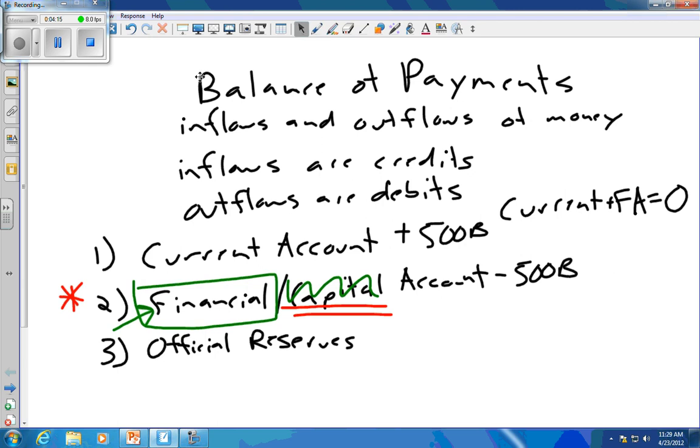Okay, so next thing that we have to figure out, now that we know what the balance of payments, inflows, and outflows are, the three different parts of the balance of payments, and that the current and the financial account should zero each other out. That's where the official reserves would come in. If they don't zero out, the official reserves would intervene and balance those out to make that number 0. So you can once again just assume that they balance each other out.